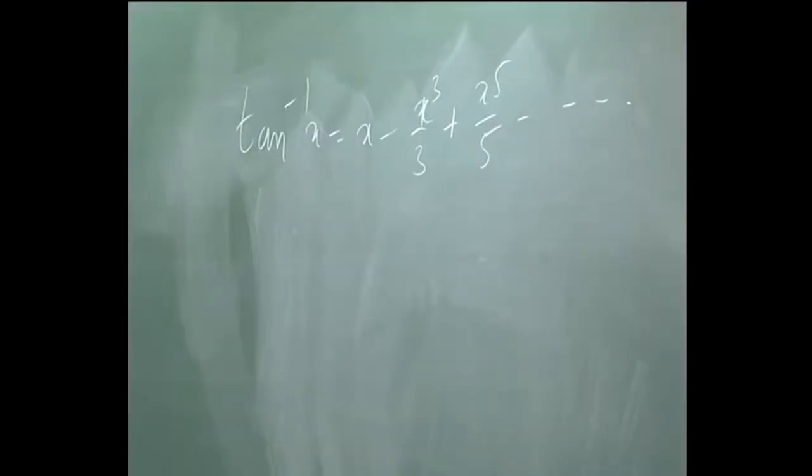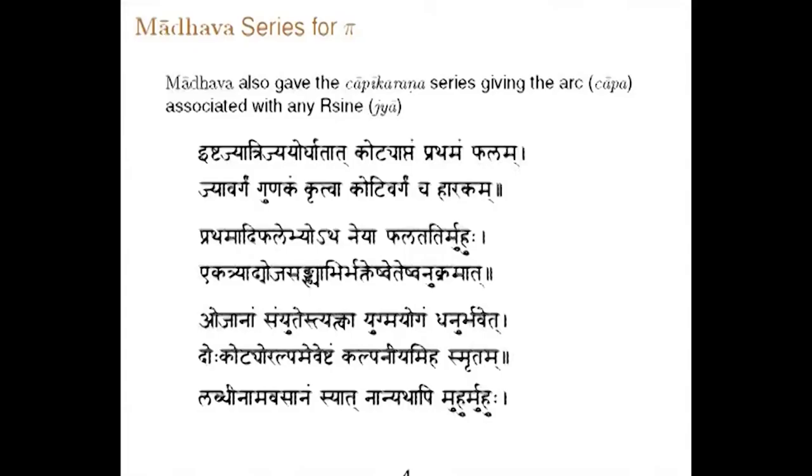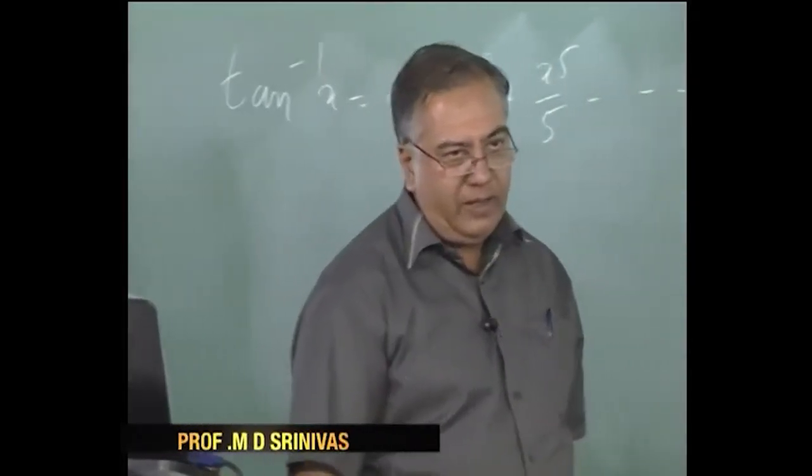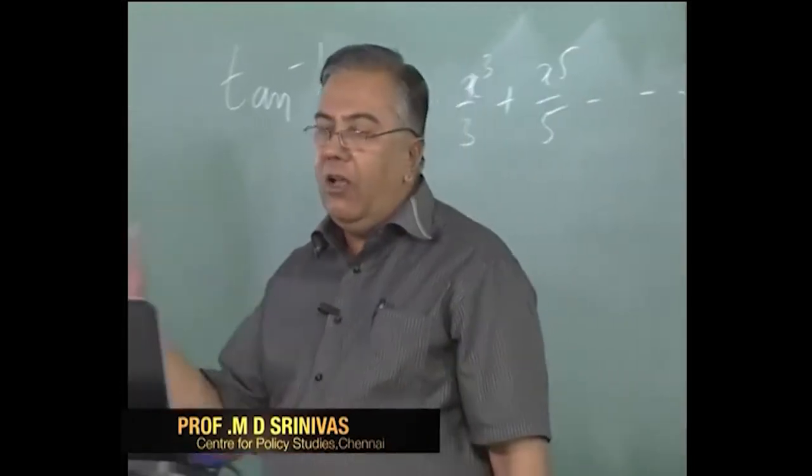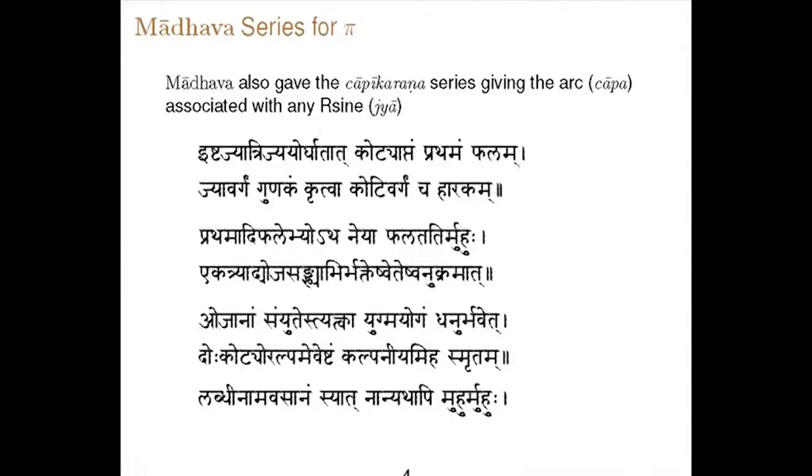The verse of Madhava. So, ishtajya trijayor ghatat kotyaptam prathamam phalam. So, the first term is the ratio of the jya by koti. Jya vargam gunakam kritva, koti vargam chaharakam, making sin squared by cos squared as the multiplier and the divisor, obtain the successive terms. Prathamadi palebhyo athaneya phalatatir muhu. That way, obtain all the successive terms. Ekatriyadi oja sankhyabhi bhakteshu yeteshu anukramat.